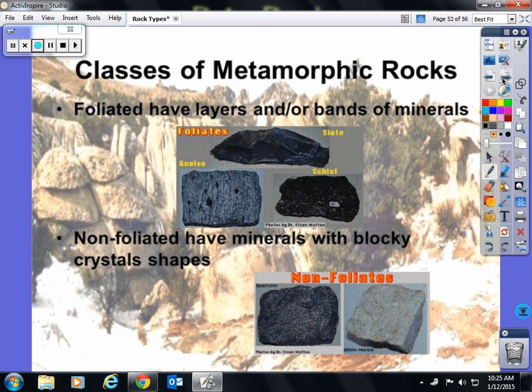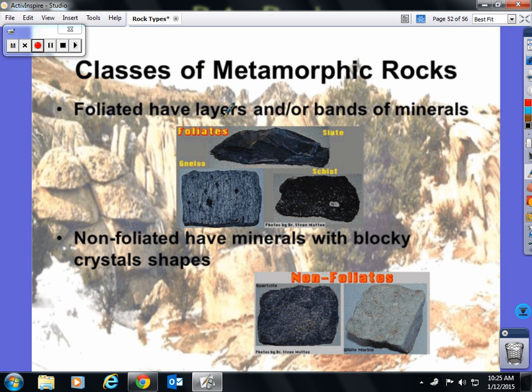Alright, so there are two classes, foliated and non-foliated. Foliated either has layers, where you can see the layers that made it up, or it has cleavage. So you need to add that here, it doesn't say it. Foliated has layers, or it has cleavage. The ones that you need to know are slate, schist, and gneiss. Non-foliated means no cleavage and no bands. Your examples are marble, hard to see that, and quartzite.